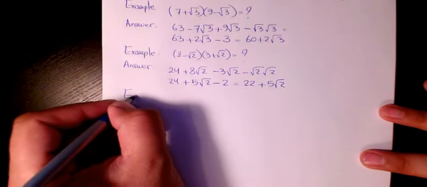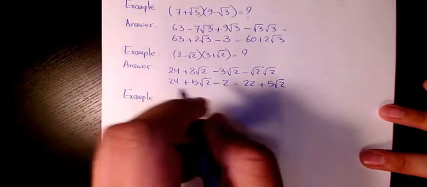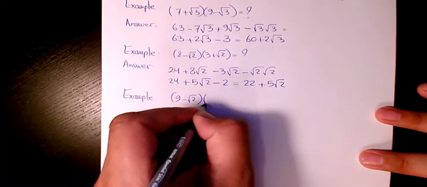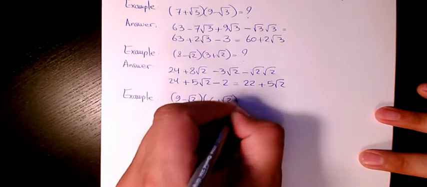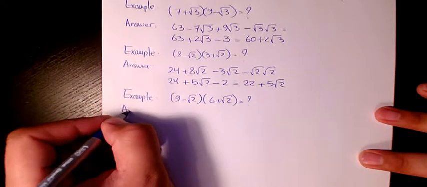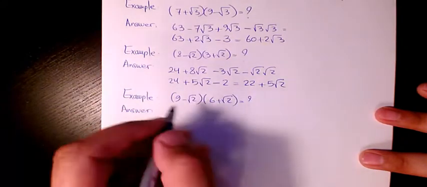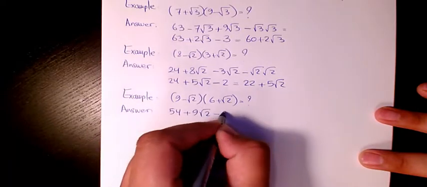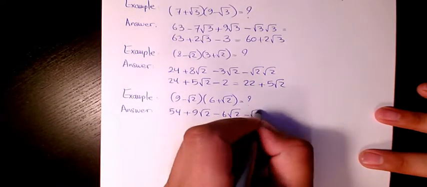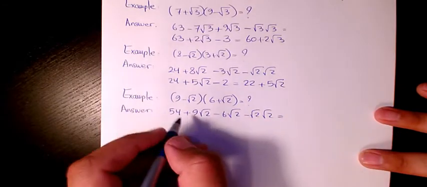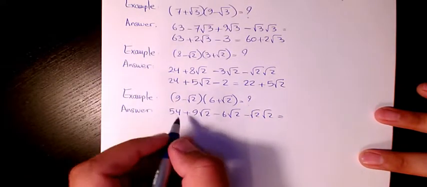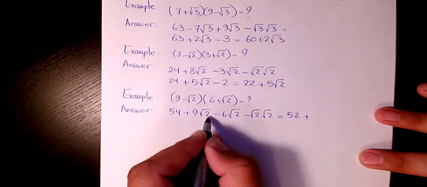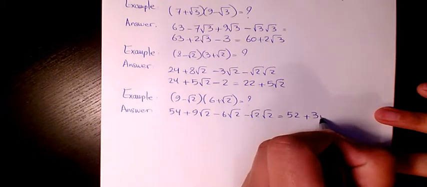Next example. Nine minus root 2 times 6 plus root 2. Answer is 9 times 6, 54. 9 times root 2, minus 6 times root 2, minus root 2 times root 2. That makes it 54 minus 2, which is 52. And 9 root 2 minus 6 root 2 is going to be 3 root 2.